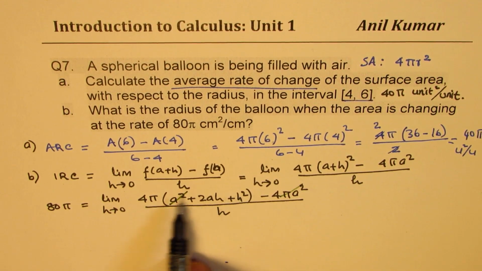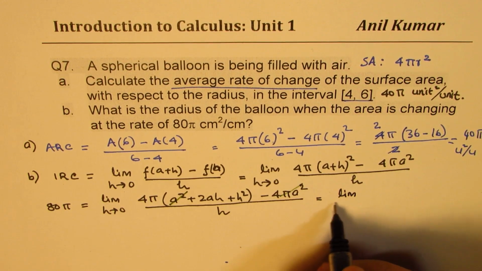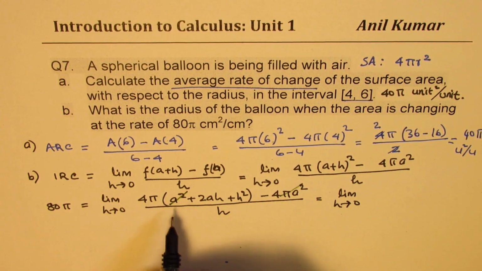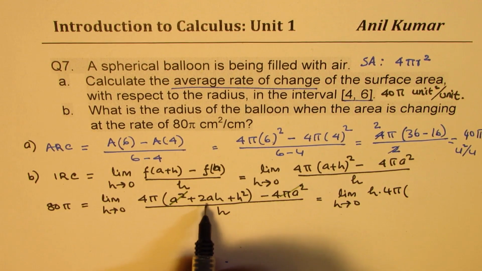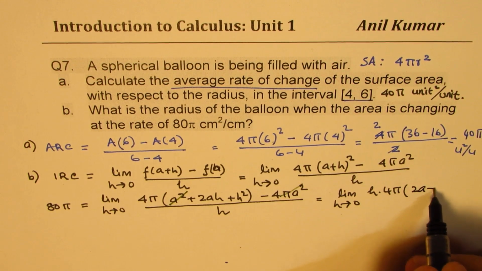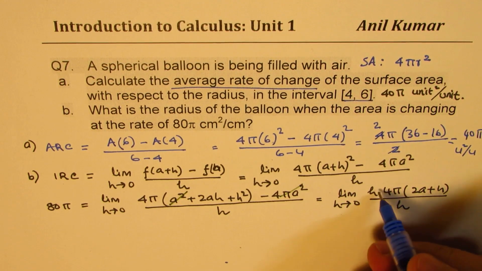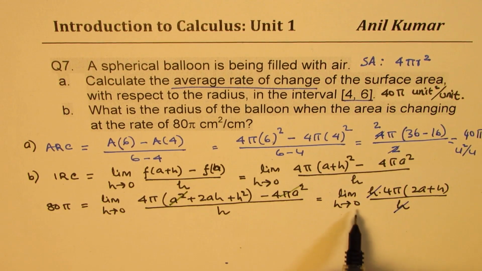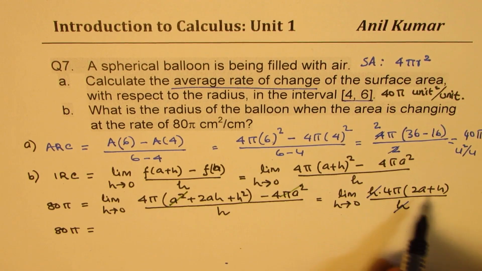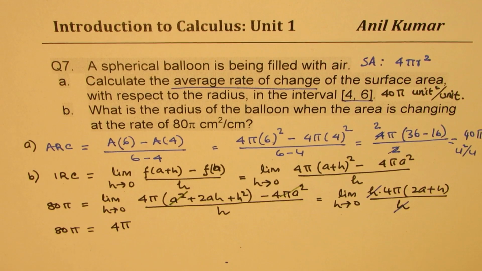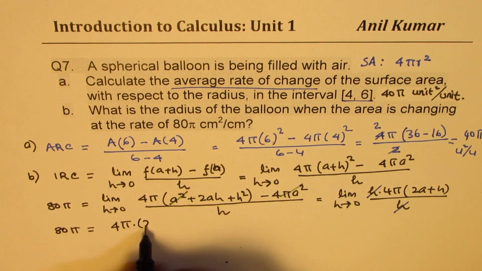Then from this we can take h common, right? So we have limit h approaches 0. We can also take h common. So h times 4 pi, and we are left with 2a plus h over h. So this h also cancels. Now we can substitute h equals to 0. So we get 80 pi equals to 4 pi into 2a. This becomes 0, right? Into 2a.